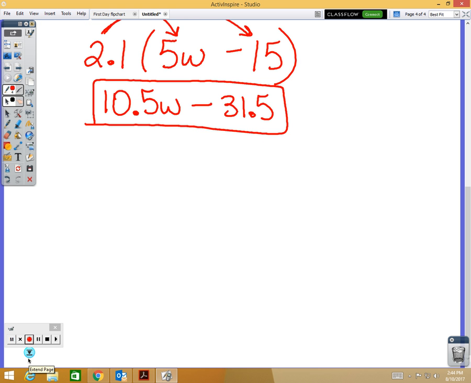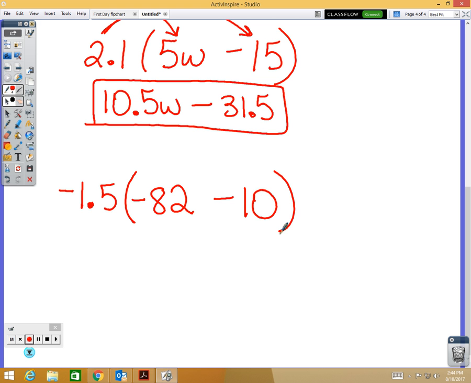Let's say we have negative 1.5, and in parentheses we have negative 82 minus 10. So let's think about this for a second before we start putting things in our calculator. We have a negative times a negative, which is going to make it a positive. We reviewed that yesterday, to make sure we're all ready for this. So let's do 1.5 times 82. 123. So again, it's positive because it's a negative times a negative.